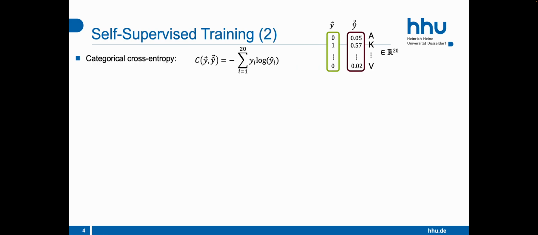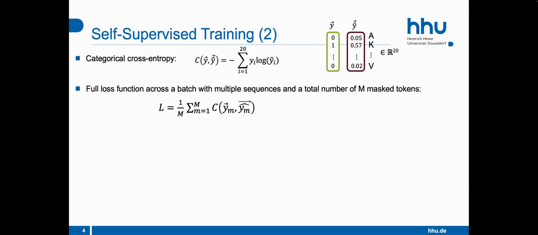On the previous slide, we have seen that this is the formula for calculating the loss for a single masked token. If we process a batch consisting of multiple sequences, where in each sequence we have multiple masked tokens, we can calculate the loss for this whole batch by simply calculating the average over the loss of all m masked tokens. So this value tells you how well you're doing on average for predicting the type of masked tokens on your batch that you have processed.